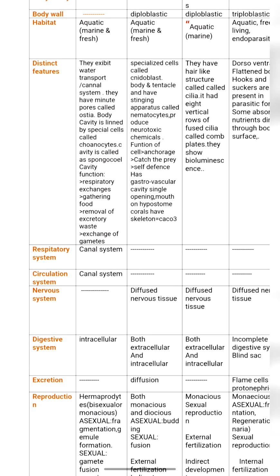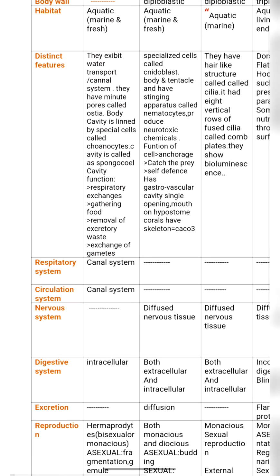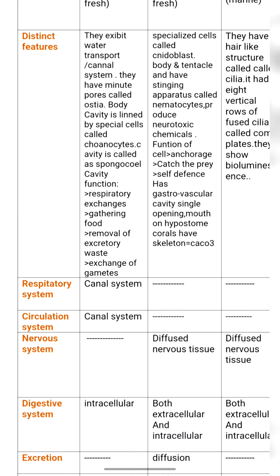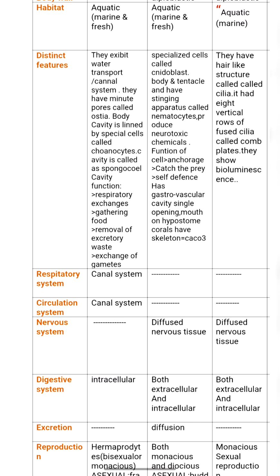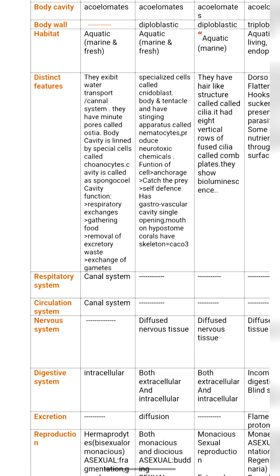Okay, I have written it very shortly because keywords are very important, right? That is why. So see, the minute pores are called ostia, and the body cavity is lined by specialized cells which are known as choanocytes. Okay, and if there is any spelling mistake, sorry for that, because this is typed by me. This is typed on the computer, so there will be some spelling mistakes. Please adjust with it, but the points are all correct.